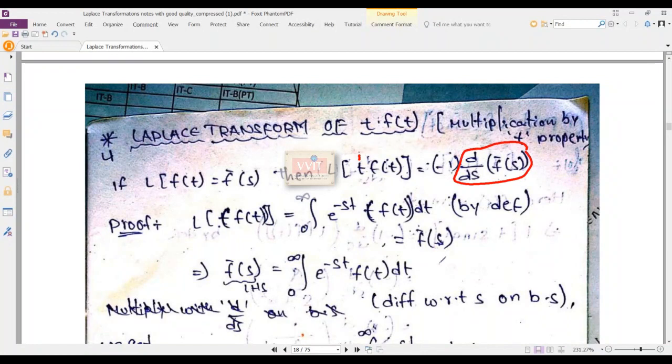So in that way, L of t power n f of t is equals to minus 1 whole power n times d power n by ds power n of f of s. So whatever the power of the t, that many number of times I need to multiply with minus 1, and that many times I need to differentiate f of s. So it's a proof, very simple.